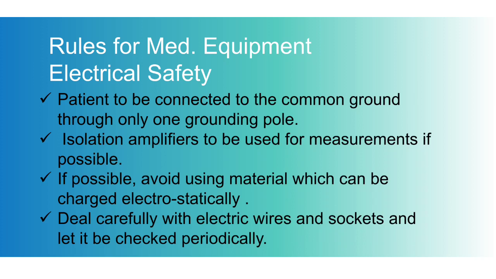And next are the rules to be followed. The patient is to be connected to the common ground through only one grounding pole, and isolation amplifiers are to be used for measurements if possible. So what are these isolation amplifiers? They ensure the isolation of the patient from the power supply or leakage of current. And if possible, avoid using materials which can be charged electrostatically. Why avoid these materials? Since there will be an excess flow of electrons on the insulating surface. So deal carefully with the electric wires and sockets, and check them periodically. Sockets are nothing but the electrical devices receiving a plug point.